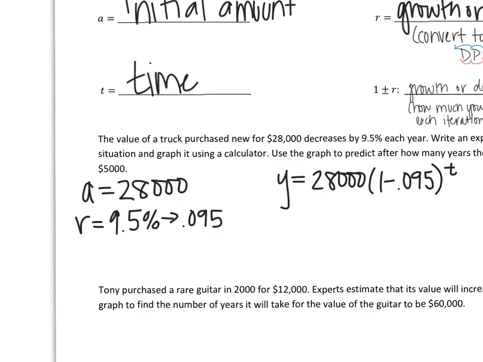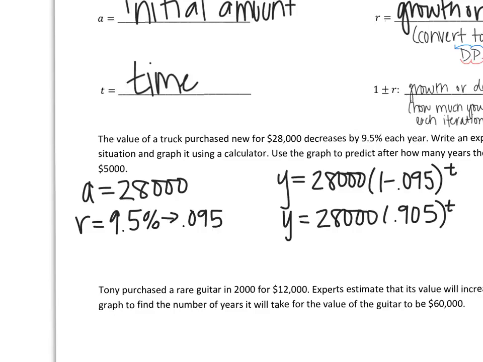Now that I have my equation, I can actually answer questions. Well, can I fix that and make it look a little bit better? What could you do? Yeah, you could simplify the parentheses. What is 1 minus 0.095? It'd be 0.905.